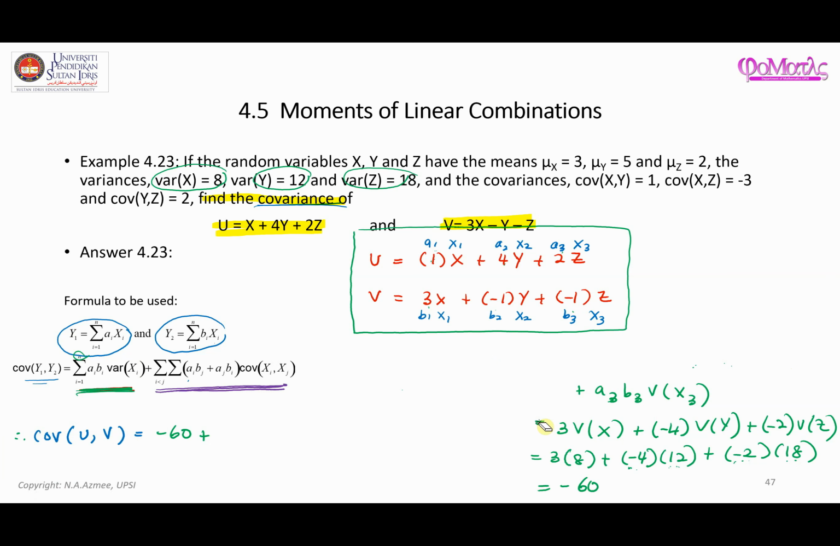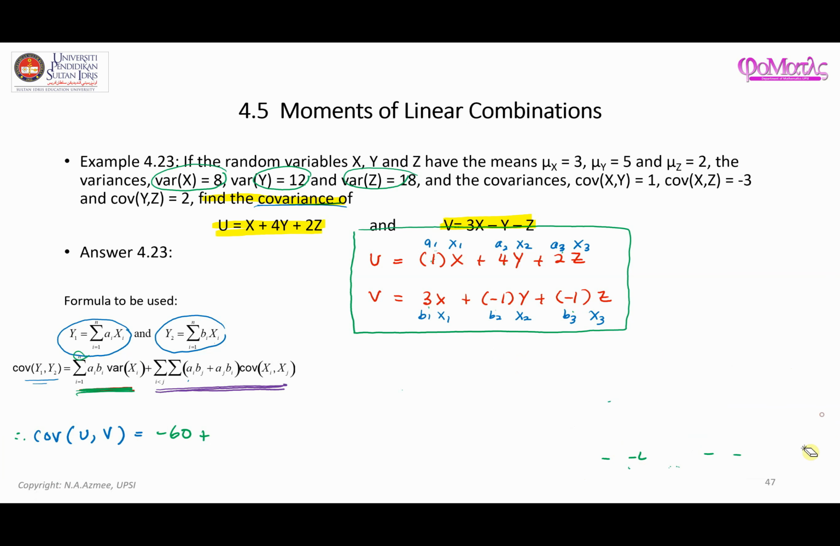Hang on. Oh, why is it not erased? Okay, something is wrong. Okay, there you go.